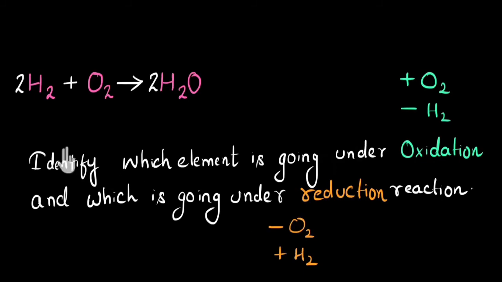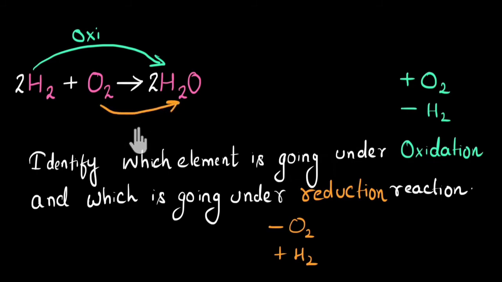Now with this, let's try to see what is going under oxidation and reduction here. So here I see that hydrogen was alone at first, but after the reaction, hydrogen is combined with oxygen. That means that oxygen got added to hydrogen. That means the hydrogen element is going under oxidation. Oxygen was added to it. Whereas if you see, oxygen was alone to begin with, but after the reaction, it's combined with hydrogen. That means hydrogen got added to oxygen. So oxygen must have gone under reduction, because hydrogen is getting added.